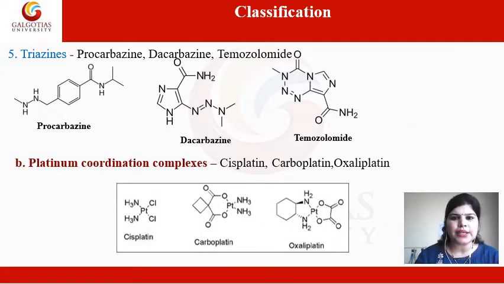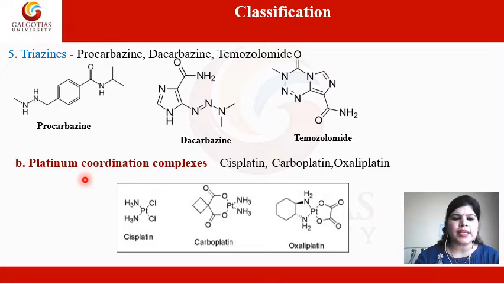The last category of alkylating agent is triazine. The drugs that come under this category are procarbazine, dacarbazine, and temozolomide. These contain three nitrogen atoms in their structures.